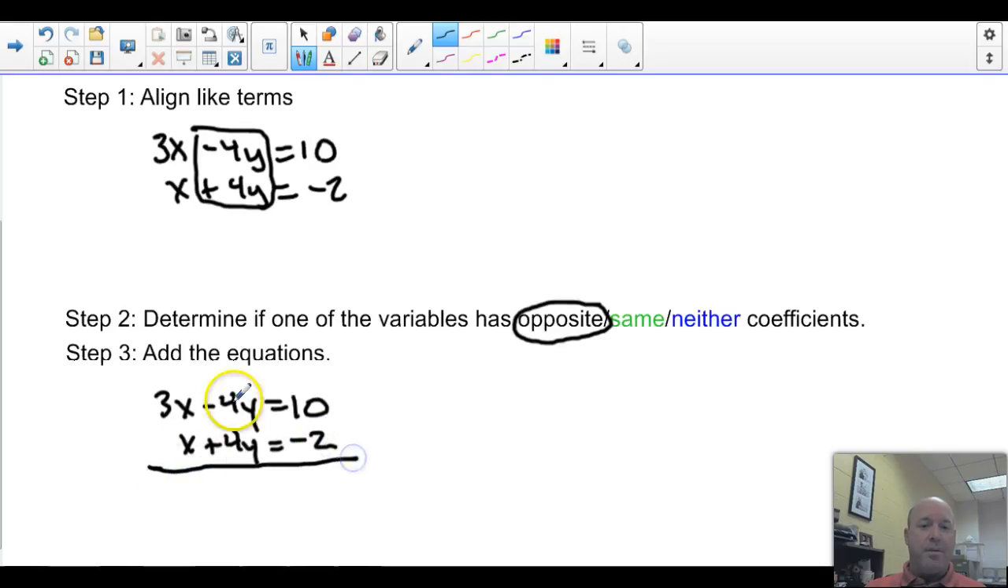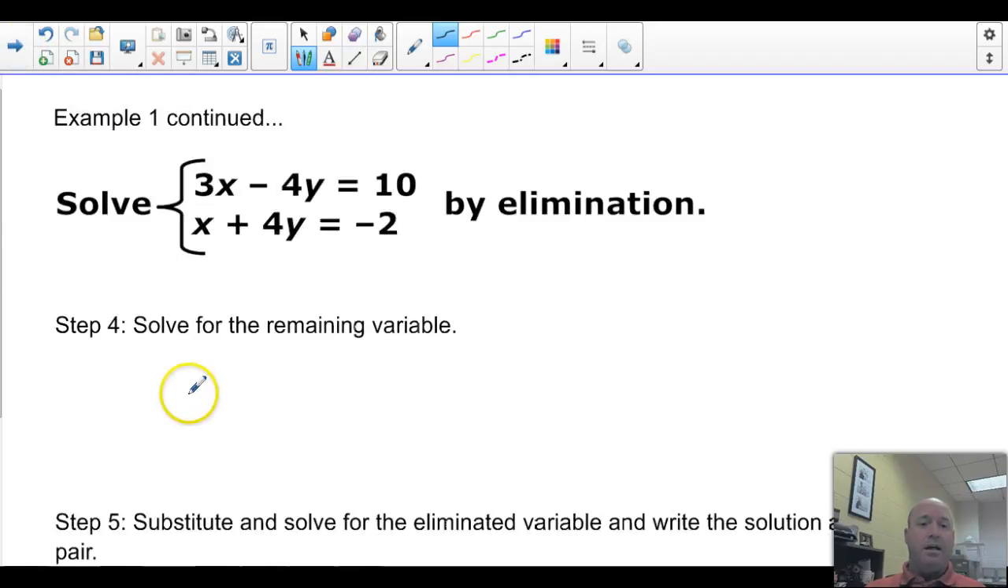And the reason we're adding here is because one of the variables has opposite coefficients. And when I add opposites, they cancel each other, okay? So this 3x plus x, just like I would normally do, is 4x. And negative 4y plus 4y, they cancel. Okay, and that becomes 0, and then this equals 8 because positive 10 plus negative 2 equals 8. Now, the next step, okay, we've added the equations, so we have 4x equals 8, and the next step is to solve for this variable.